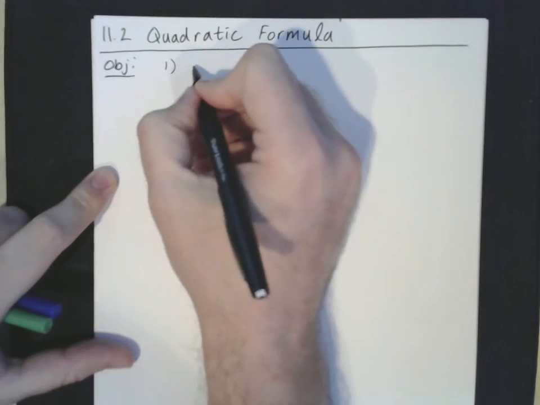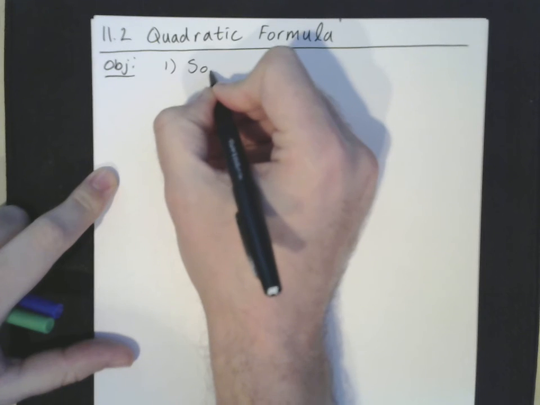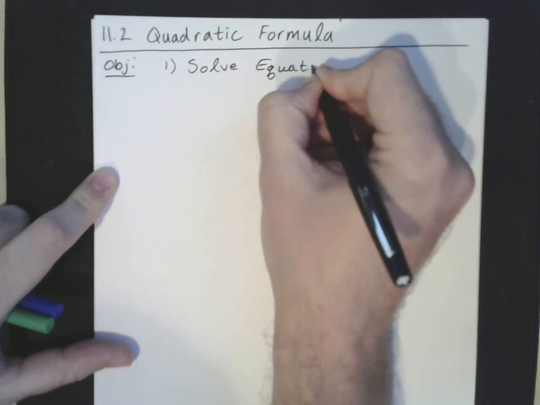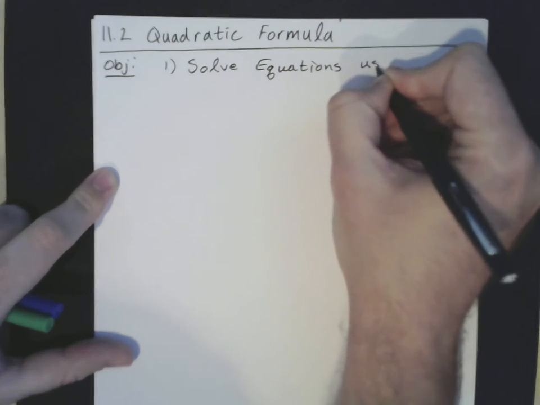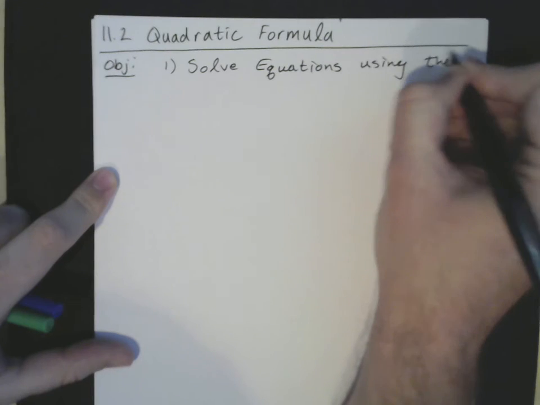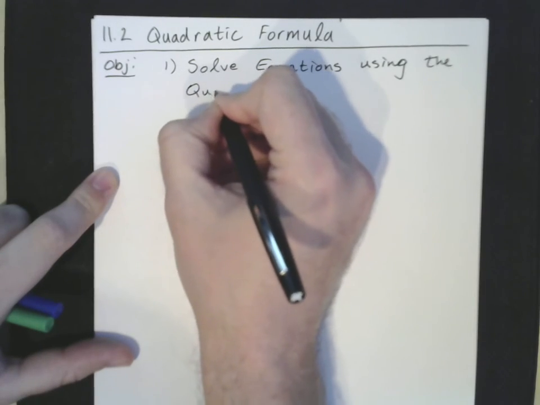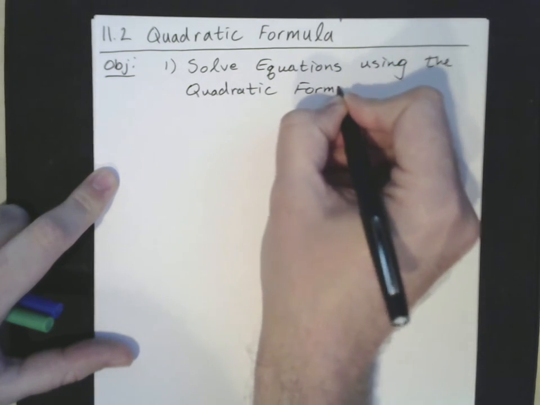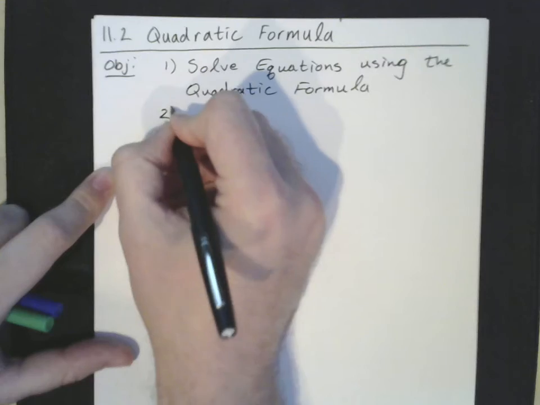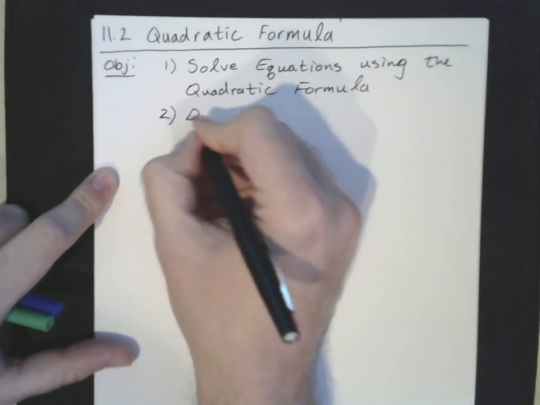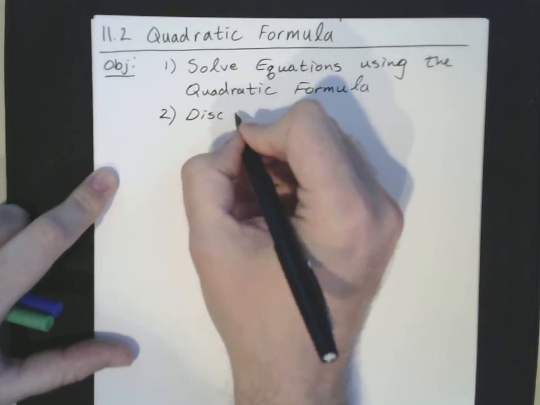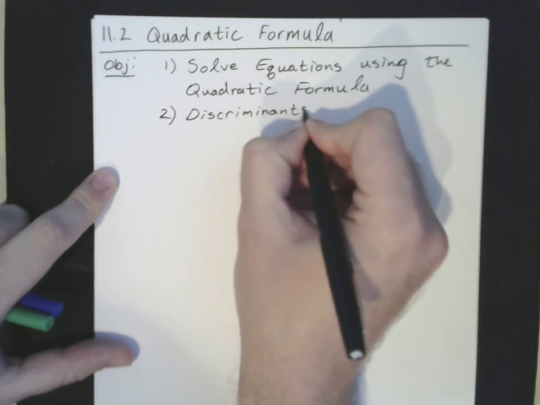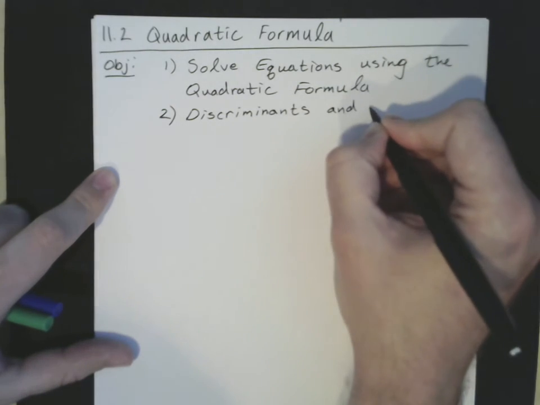The first objective is to solve equations using the quadratic formula. And then the new thing that we're introducing here is discriminants, and we're going to talk about how to use them.